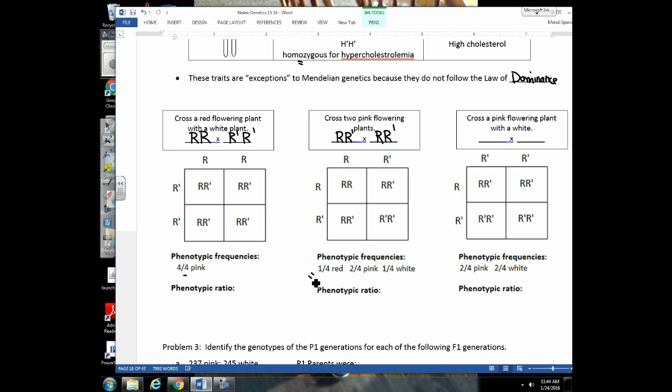Cross a pink flowering plant. Again, pink is the intermediate, so you have to know that pink is going to be R R prime with the white one, and this is what we're going to get. Again, to practice ratios, as long as the denominators are the same, you take the top number. So this would be 1 red to 2 pink to 1 white.